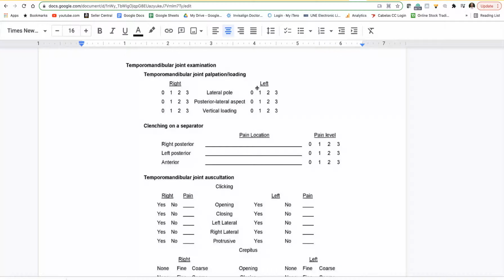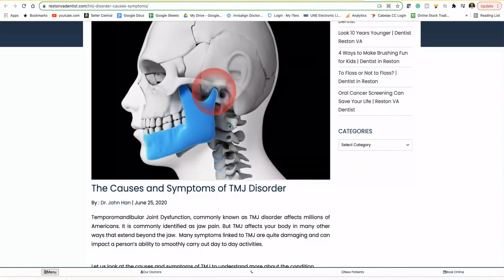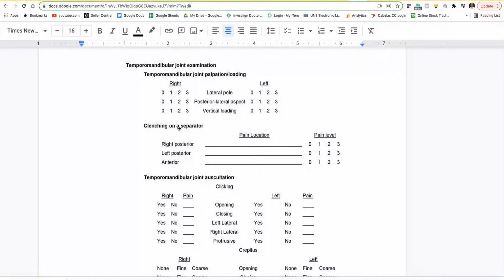And then vertical loading is essentially, with the teeth closed, applying an upward force of the entire mandible, focusing on loading this superiorly. I'm not sure exactly how helpful that is. That might be my naivety in the situation, but I get most of my information on the next one, which is clenching on a separator.